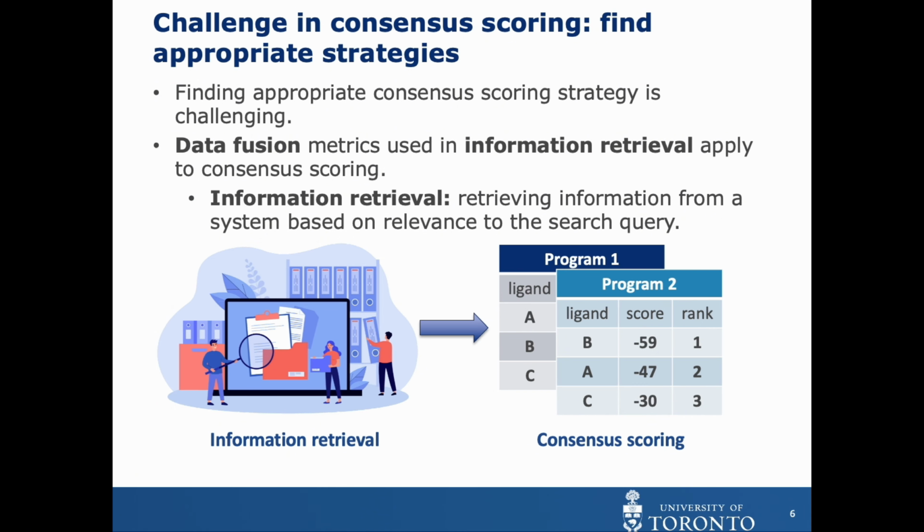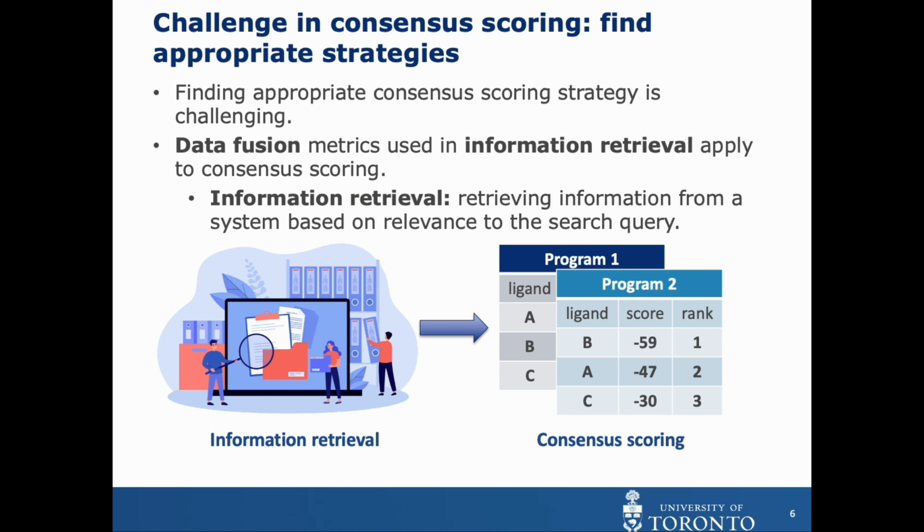While the consensus scoring technique has many advantages compared to individual docking programs, the primary challenge is selecting an appropriate method to combine individual scores effectively, so that the true active compounds can be discriminated from others. Similar challenge is also faced in information retrieval, where researchers need to synthesize results from multiple search algorithms. In that field, data fusion metrics have been developed to combine search results effectively. It is possible that these metrics could also be applied to consensus scoring in structure-based virtual screening.